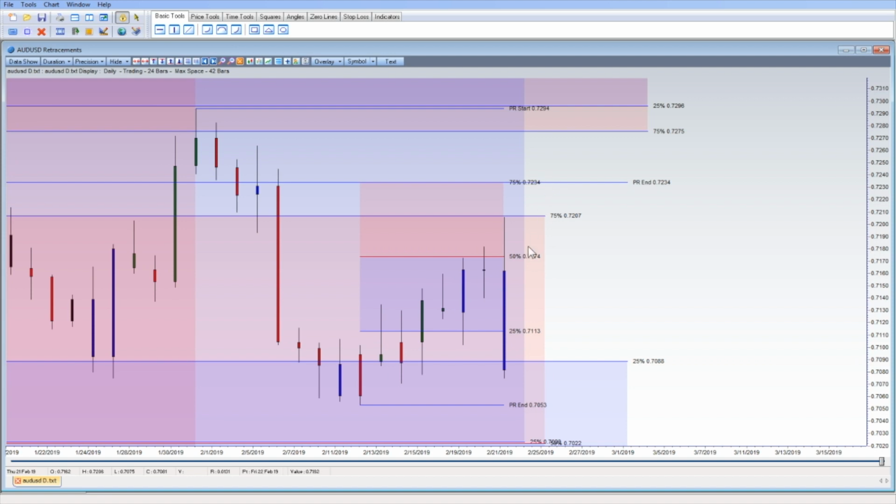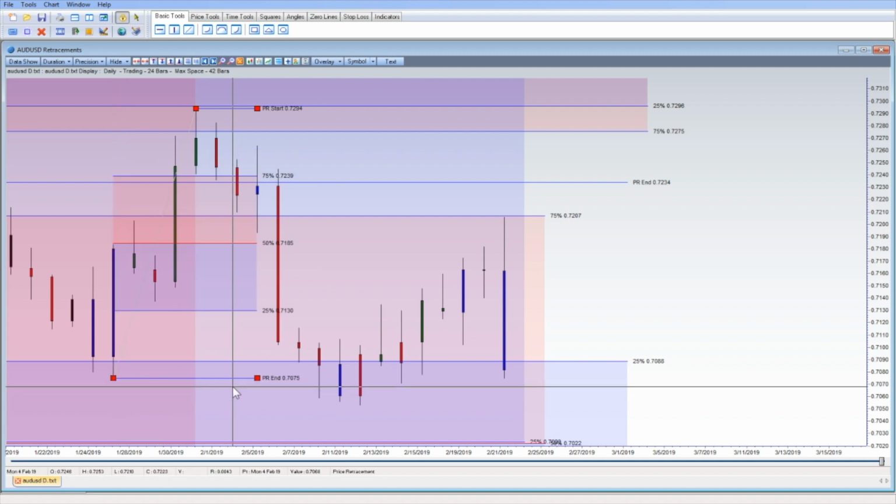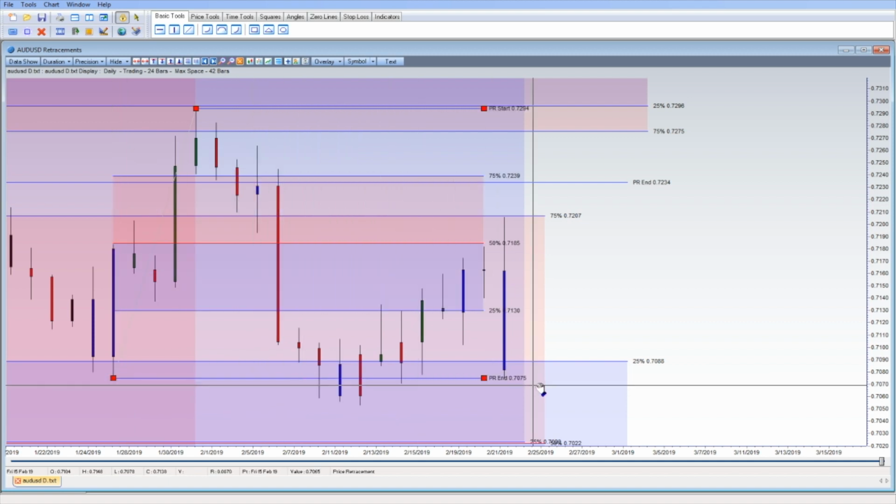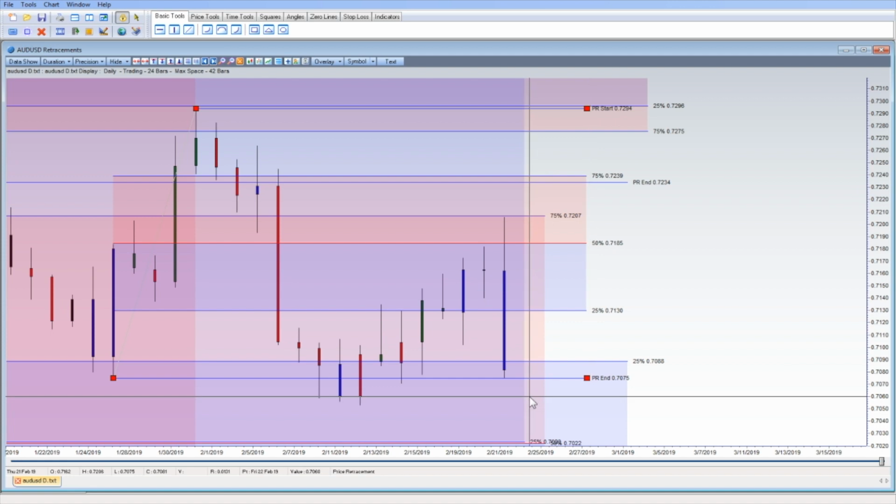72.34 for the pop today or yesterday. And what it did was it went all the way to the 72.07, 75% up there, and then just went through the 50, went through the 25, went through this 25% level, 70.88, and found support right here. So this is a swing pivot from here. If you take this swing pivot and put it down there and then shoot it across, what do you get? Bingo. Look at that.